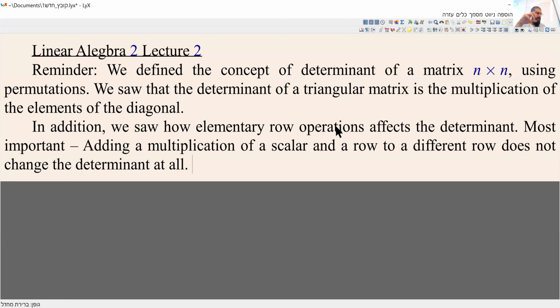So one can calculate the determinant of a matrix by getting it to a triangular matrix using elementary row operations and understanding how these row operations change the determinant. And again, when we only use adding a multiplication of a row to another row, we don't affect the determinant at all, it stays the same. So we do have one way of calculating the determinant, eliminating and multiplying the elements of the diagonal.